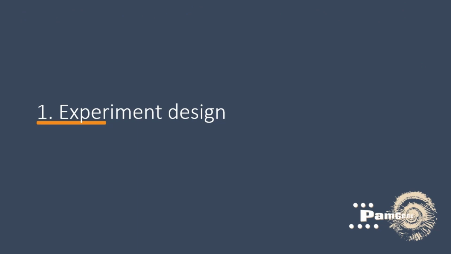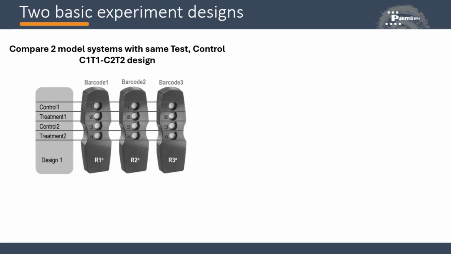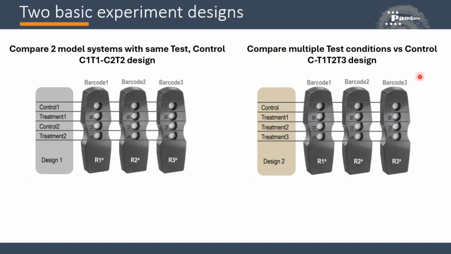Let's talk about how to design experiments. There are two basic experiment designs that you can do in a PS12 project. The first is when you have two model systems, for example, two cell lines, with the same test and control condition. This is called C1T1 C2T2 design. The second is when you have three test conditions and one control and only one model system. This is called the T1, T2, T3 design.